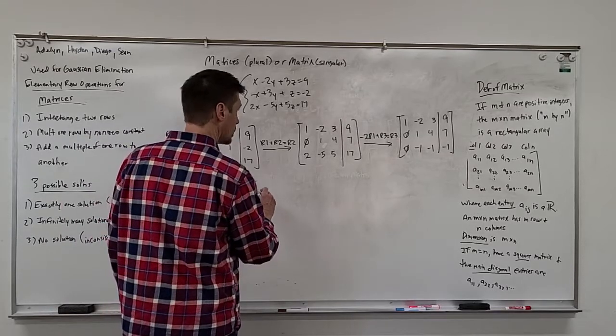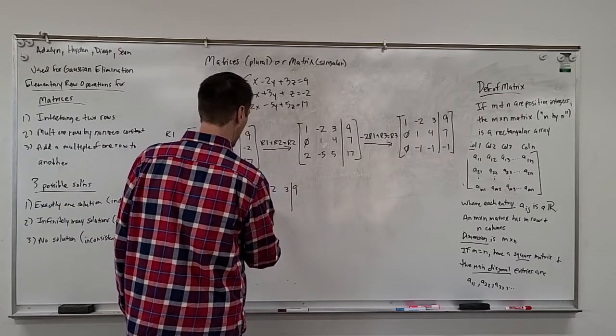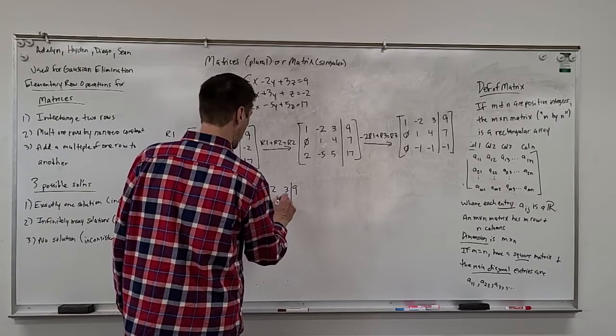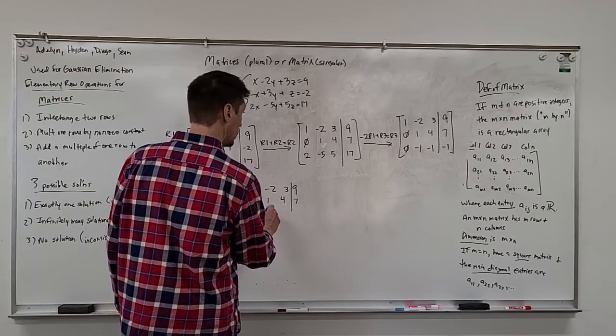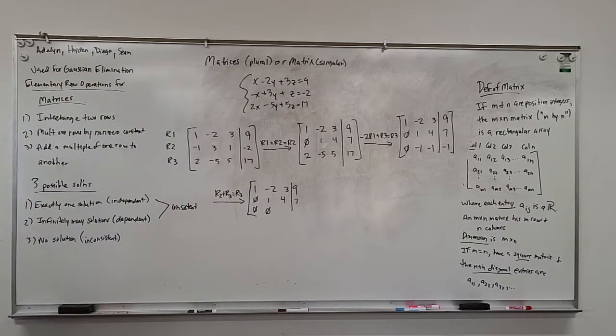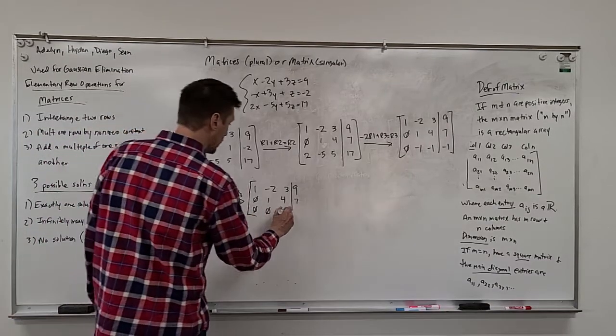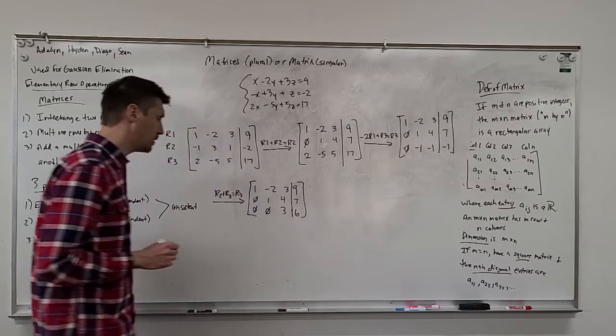All right. So we've got top stays the same, second row stays the same because it's already in good shape. Third row becomes 0, 0 as we add row 2 and 3 together. 1 minus 1 is 0, 4 minus 3 is 3, and then 7 minus 1 is 6. So that's our new matrix.